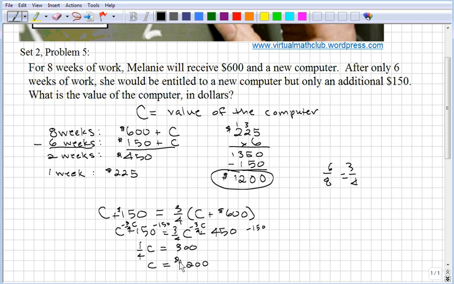Okay? That's just another way of getting the same thing. We just set up the algebra problem a bit differently. So there you go. There's a couple of ways to do it.